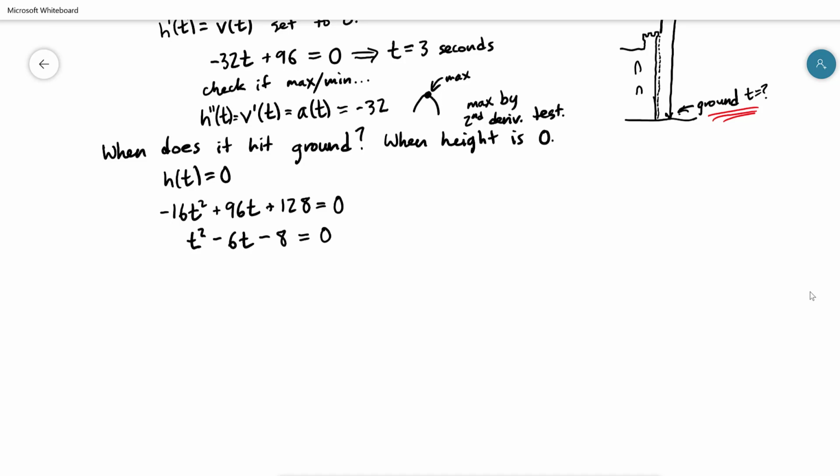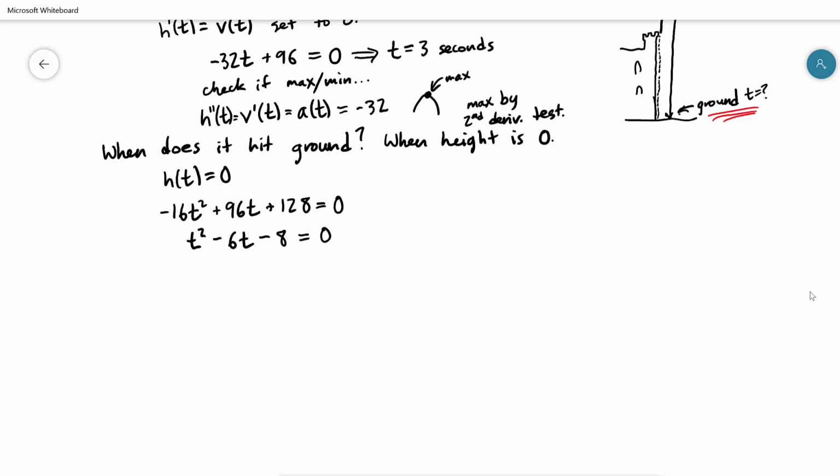And we can either try to look for 2 numbers that are going to multiply to negative 8 and add to negative 6. But we're not going to actually be able to find one. I'm just going to use the quadratic formula. This is not a nice integer value of time.